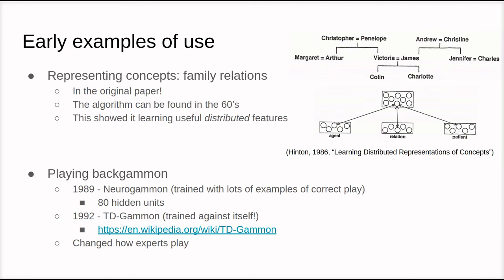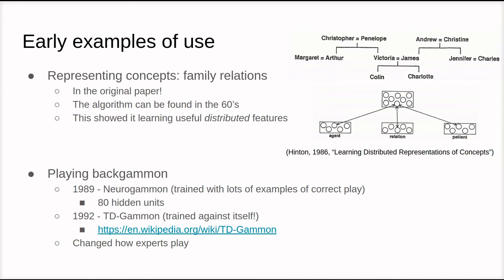Another early application that was very interesting is the case of learning to play backgammon. So in 1989, they trained a network called Neurogammon that used a dense representation of the backgammon game, which is to say not just a picture of the board, but a representation that engineers designed. And they trained this with lots of examples of correct play on the board. And they had a network that with only 80 hidden units managed to be reasonably successful at the game.